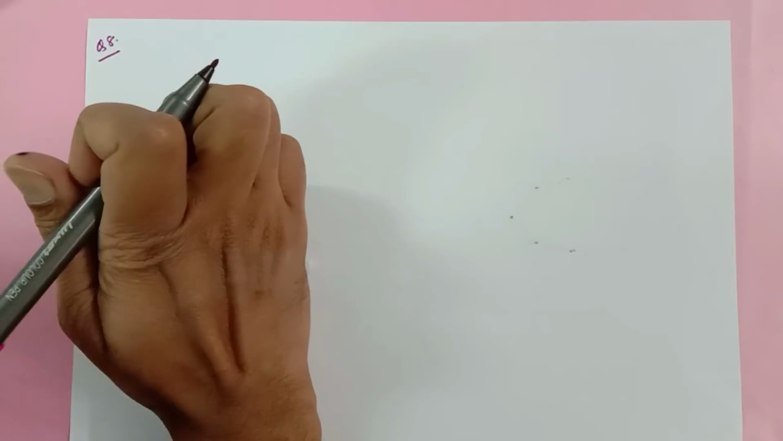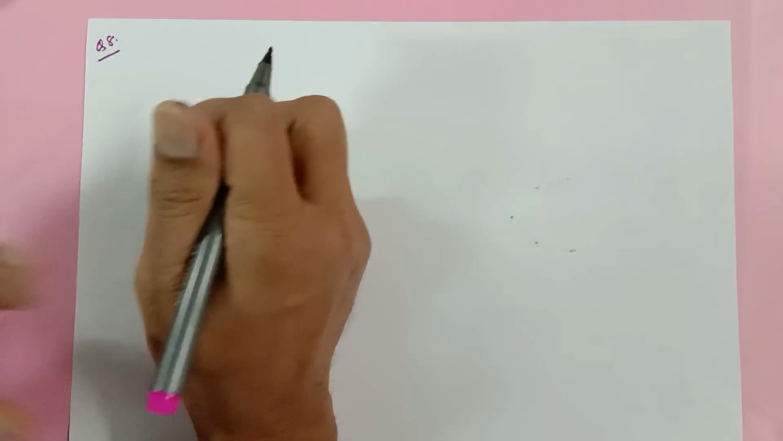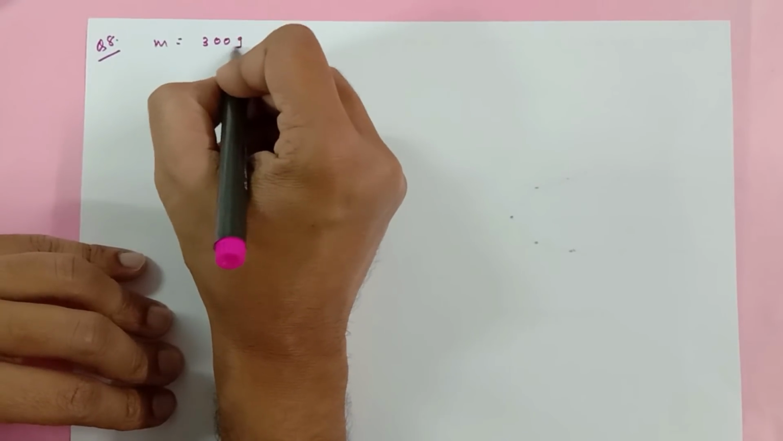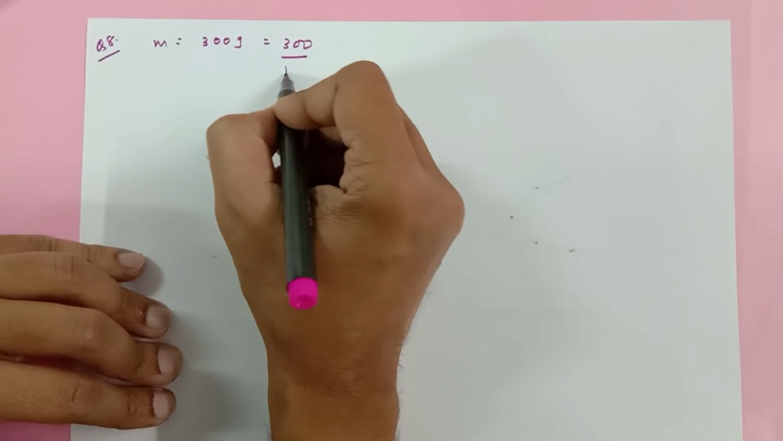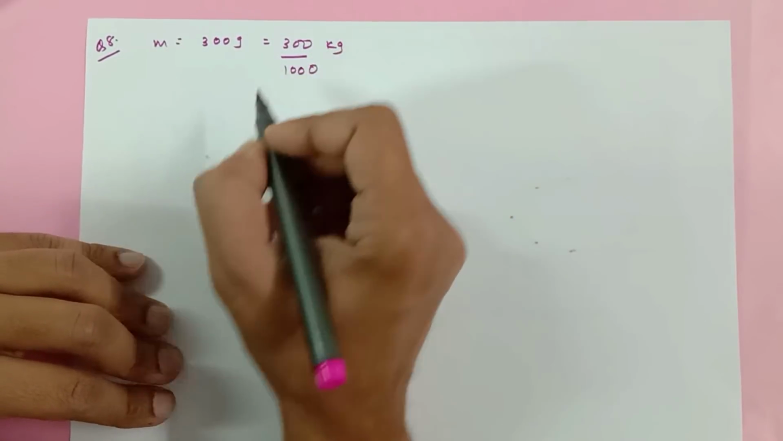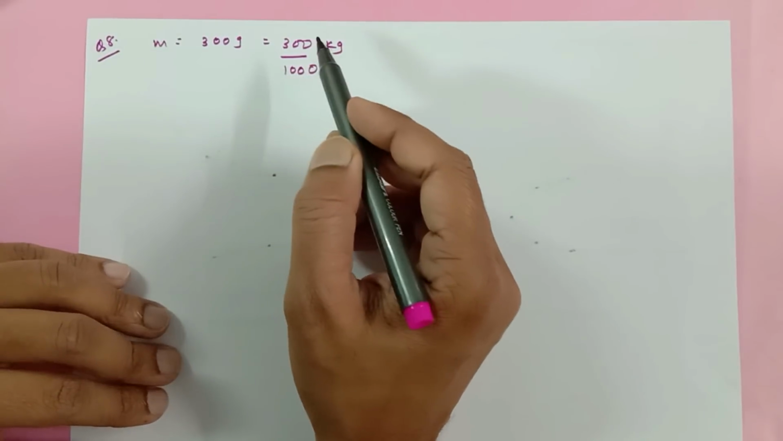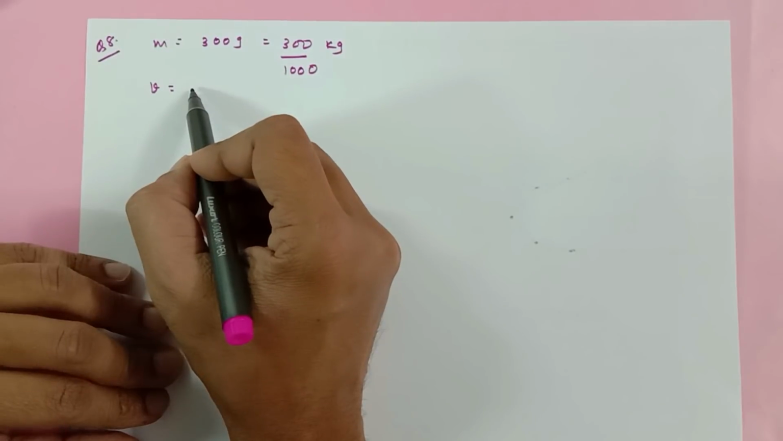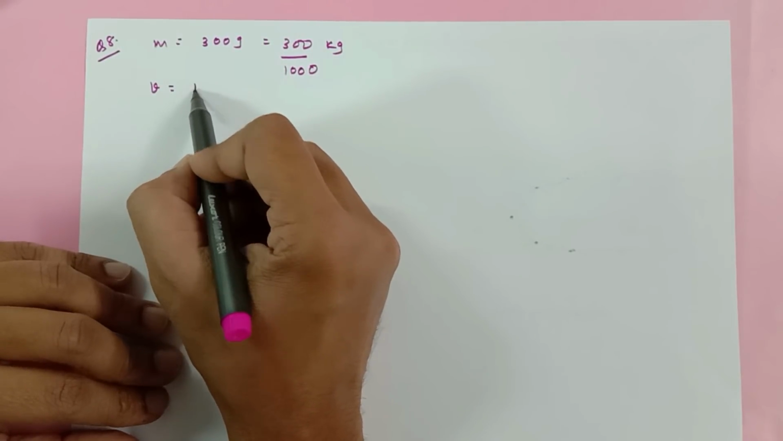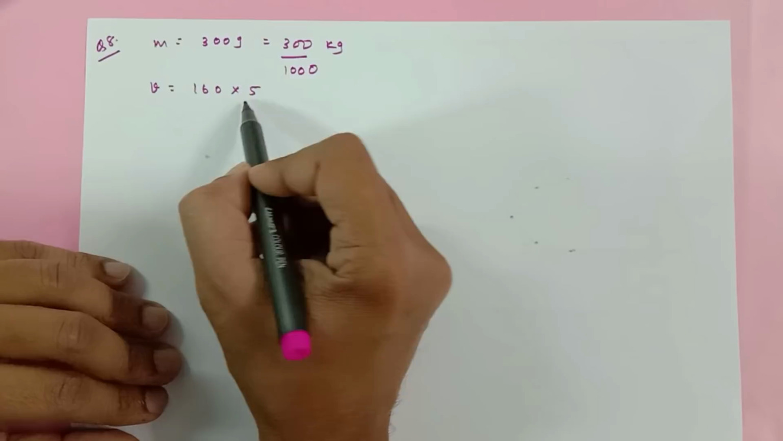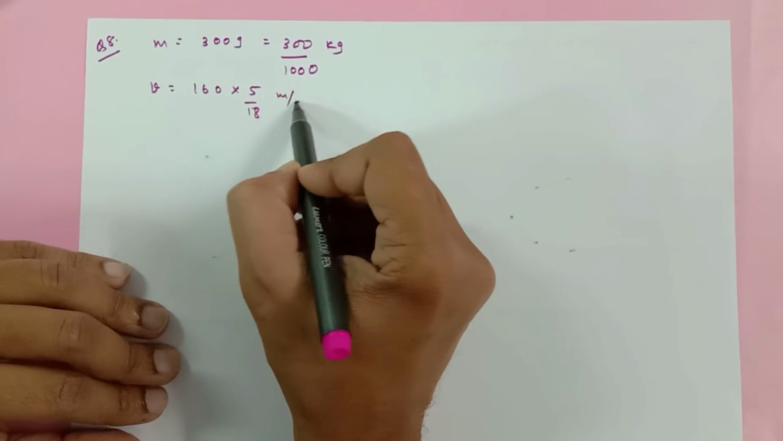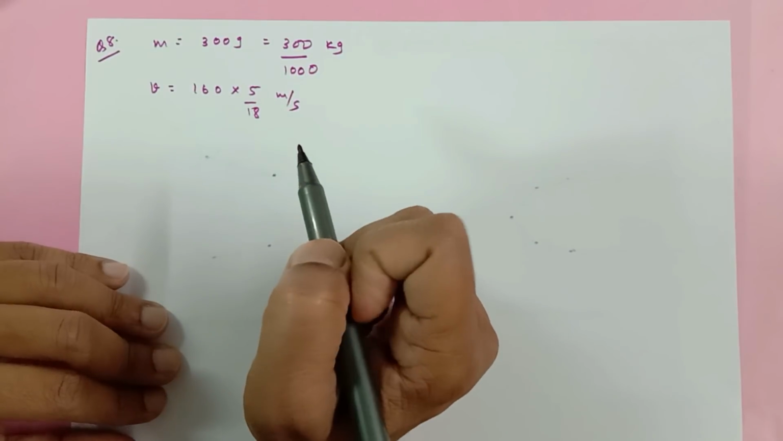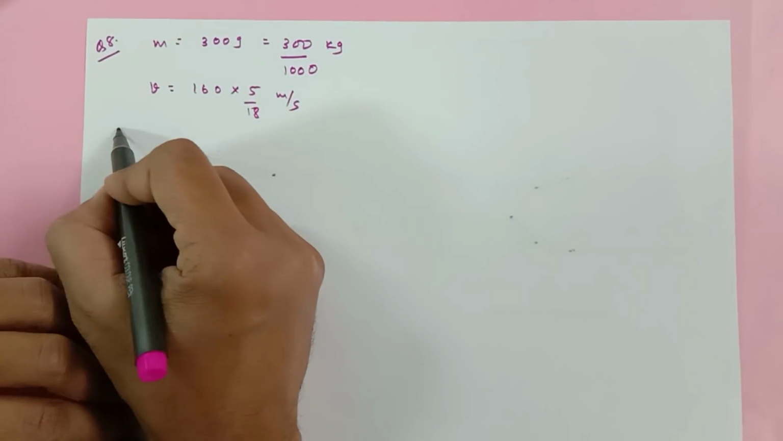And in question number 8, the mass is given to us as 300 gram. So that is 300 upon 1000 kilogram, because this is in gram, and divided by 1000, that would be in kilogram. And then the speed is 160 kilometer per hour. And 160 multiplied by 5 by 18, this would be in meter per second. Any kilometer per hour multiplied by 5 by 18 can be converted into meter per second. So now just find out the kinetic energy.